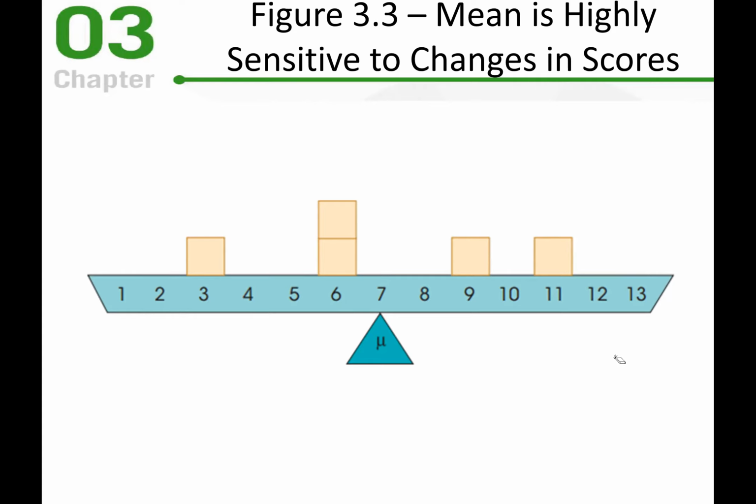All right. So I also want to stress that the mean is highly sensitive to changes in scores. Let's say we had a distribution of 5 scores. So one person scored a 3, 2 people scored a 6, one person scored a 9, and one person scored an 11. If we're looking at the mean as a balance point, so let's say if we add up all those and divide by 5, the sample size, we get a mean of 7.